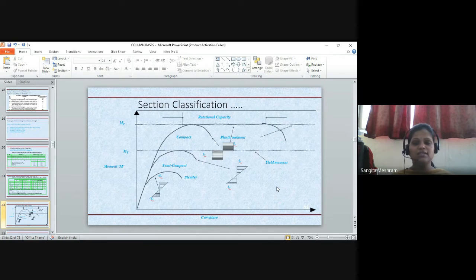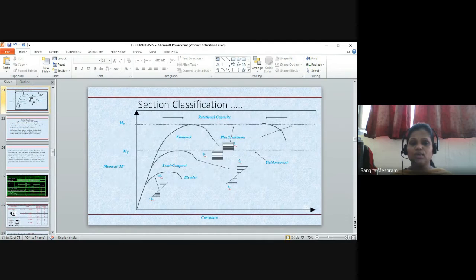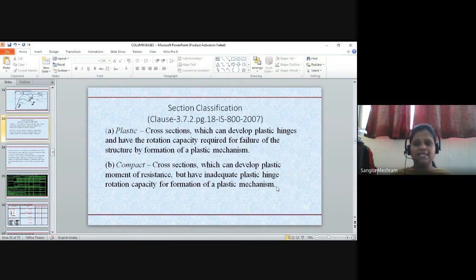Then section classification. This is also used for designing compression members. There are different classifications: slender section, semi-compact, compact, and plastic section. What is meant by a plastic section? It is a cross section which can develop plastic hinges and has the rotation capacity required for failure of the structure. That means it is in the plastic stage and develops plastic hinges in the structure, so that is called a plastic section.